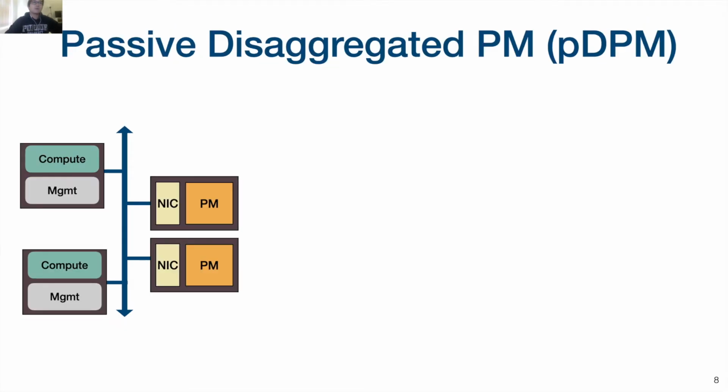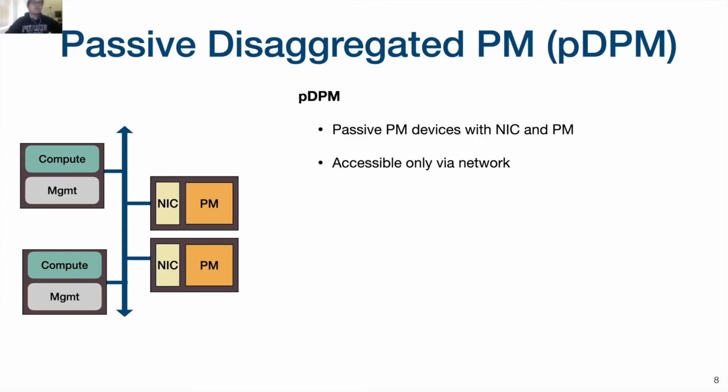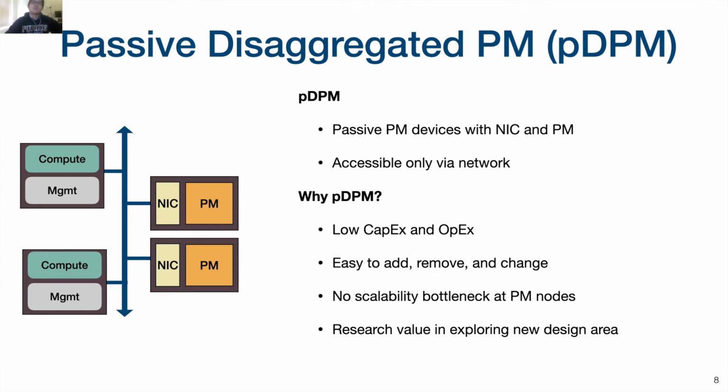With our PDPM model, PM devices only need to have a NIC and PM, and they're accessible only via network. In addition to its disaggregation benefits, PDPM has low CAPEX and OPEX and avoids any scalability bottlenecks at PM nodes. Moreover, PDPM is an unexplored research area. Studying it would answer many questions and serve as a guide for future PM research. One thing worth mentioning is that PDPM is possible now, thanks to today's faster data center network and technologies like RDMA that can bypass the CPU.